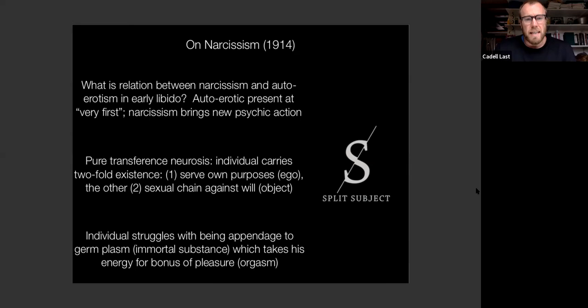He then goes on to say that pure transference neurosis is basically understood on the basis of what we come to know in psychoanalysis as the split subject.